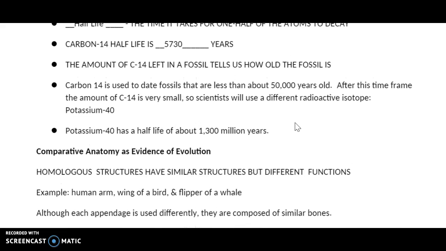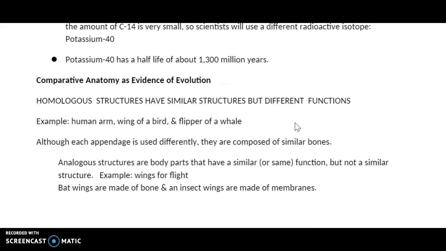Comparative anatomy as evidence of evolution. We have what are called homologous structures. We talked about homologous when we talked about chromosomes. That means they are similar. When we talked about homologous chromosomes, they were the same size, shape, and had genes in the same locations. Well, homologous structures have a similar structure.